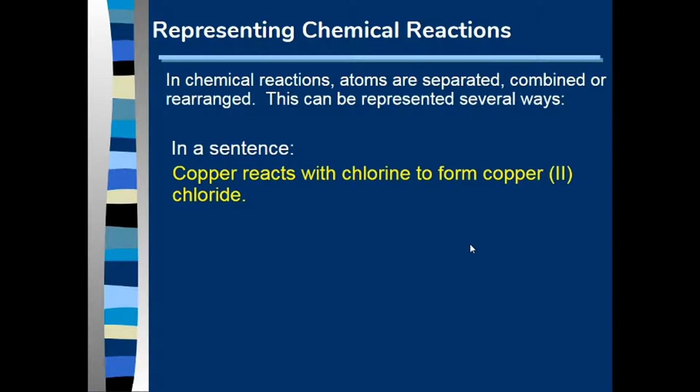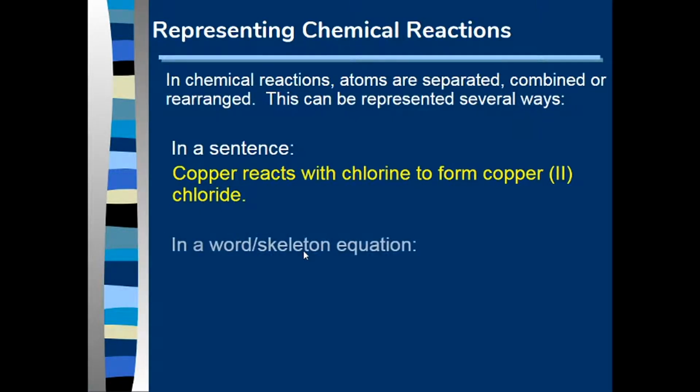Copper reacts with chlorine to form copper 2 chloride. So that's how it would sound. Now, for chemists, we don't need the whole sentence, right? We can use symbols because we know what those symbols mean. So we can take this kind of clunky sentence that you might see in a paper and shorten it. And there's 2 ways to shorten it.